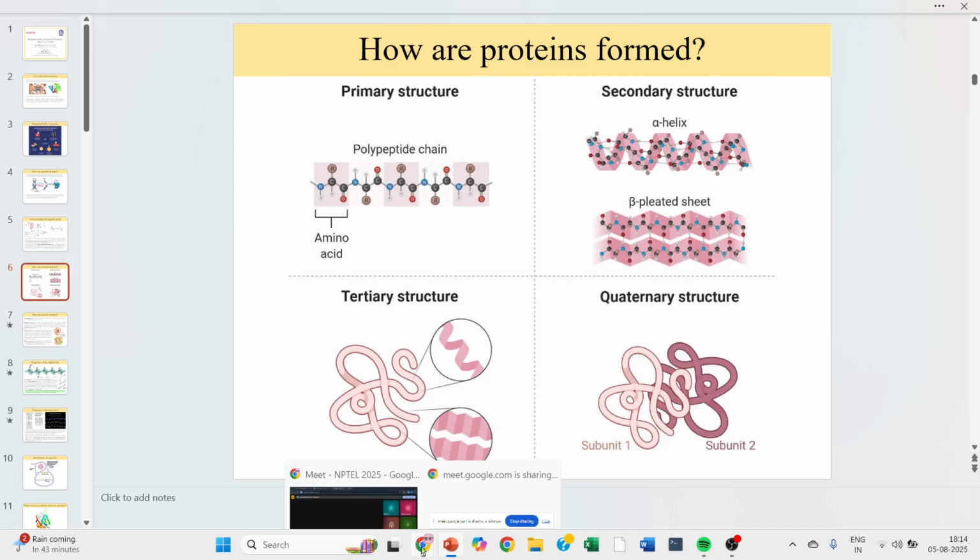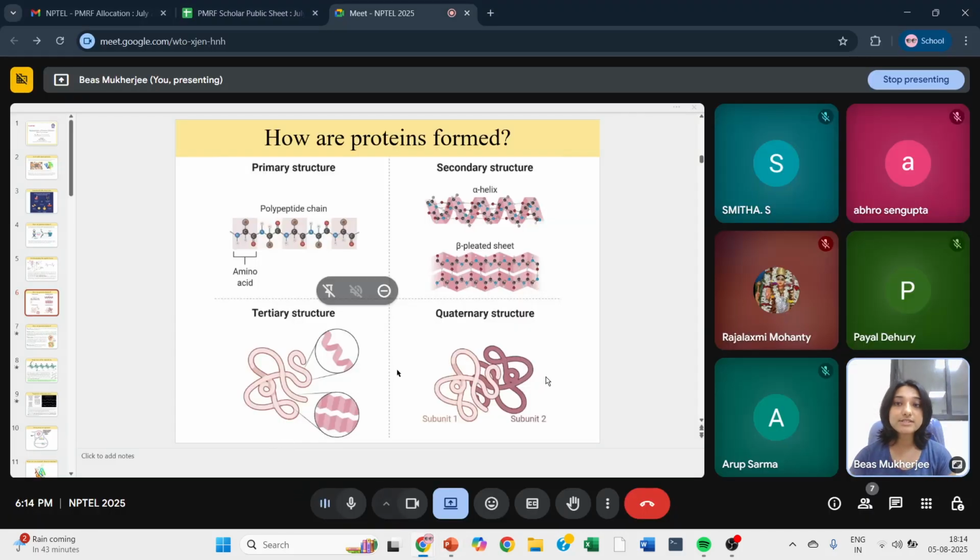So how are proteins formed? Proteins are formed by first joining amino acids together to form the primary structure. This primary structure then folds upon itself through intramolecular interactions, seen in the case of alpha helices, and intermolecular interactions, seen in the case of beta pleated sheets, which can be parallel and antiparallel. These are basically hydrogen bonding interactions.